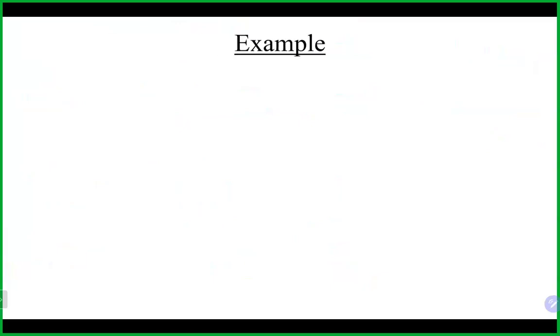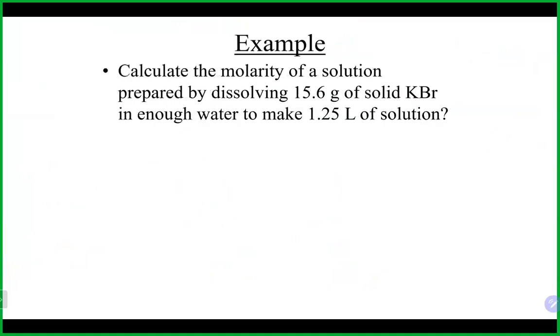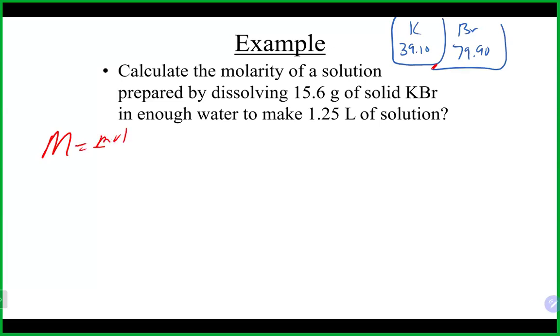So let's take a look at one here. Calculate the molarity of a solution prepared by dissolving 15.6 grams of solid potassium bromide in enough water to make 1.25 liters. Potassium is 39.10 and Br is 79.90. All right, so take a few minutes. We're looking for the molarity of this solution, the KBr molarity, which is our big M. Again, that is moles per liter.